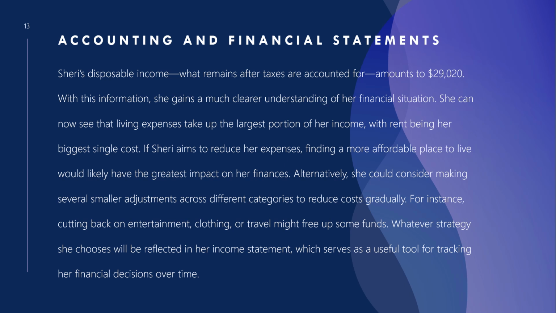She can now see that living expenses take up the largest portion of her income, with rent being her biggest single cost. If Sherry aims to reduce her expenses, finding a more affordable place to live would likely have the greatest impact on her finances. Alternatively, she could consider making several smaller adjustments across different categories to reduce costs gradually. For instance, cutting back on entertainment, clothing, or travel might free up some funds. Whatever strategy she chooses will be reflected in her income statement, which serves as a useful tool for tracking her financial decisions over time.